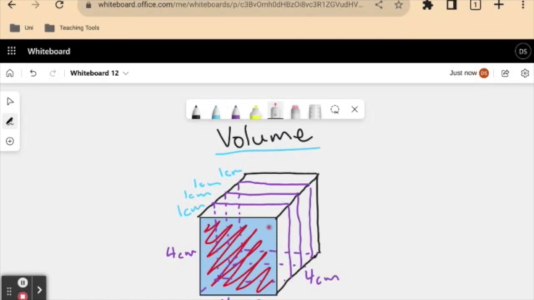Now, if I were to take the volume of this first one, which has my 1 centimeter, well, I have 1 lot of this area. So that's the effect of multiplying our first area just by 1, which just gives me 16 again.